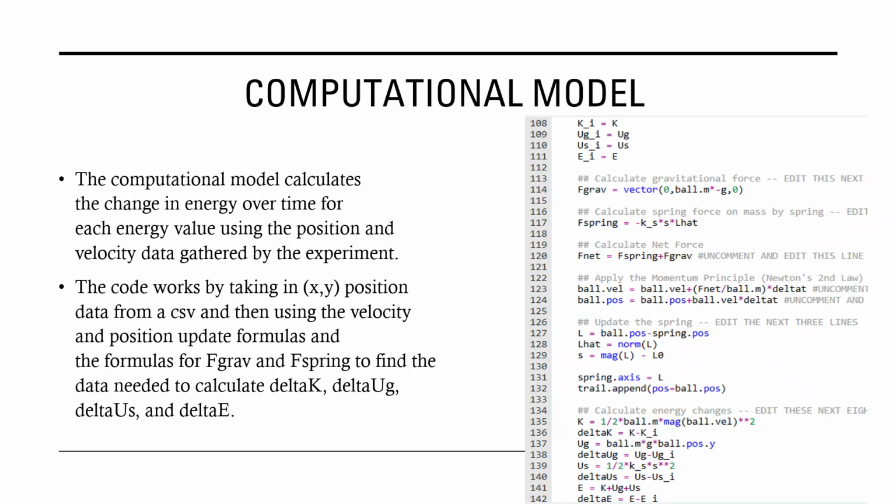Computational model. The computational model calculates the change in energy over time for each energy value using the position and velocity data gathered by the experiment. The code works by taking an X and Y position data from a CSV file and then using the velocity and position update formulas in the formulas for F grav and F spring to find the data needed to calculate delta K, delta UG, delta US, and delta E.